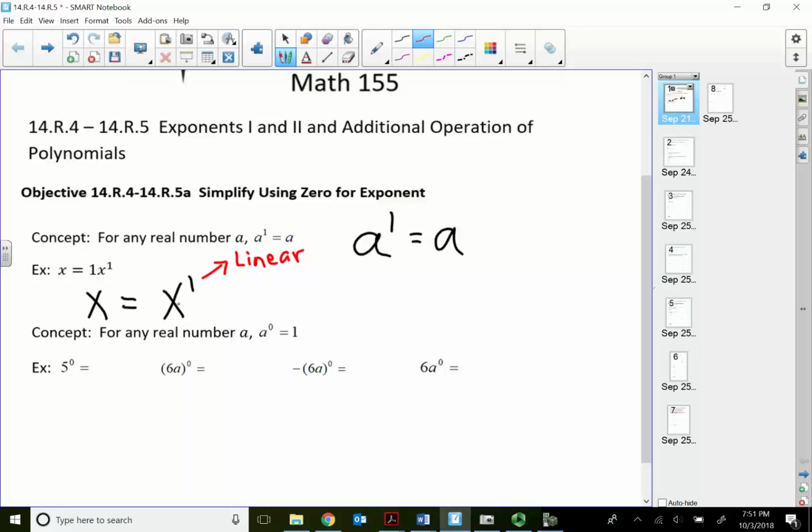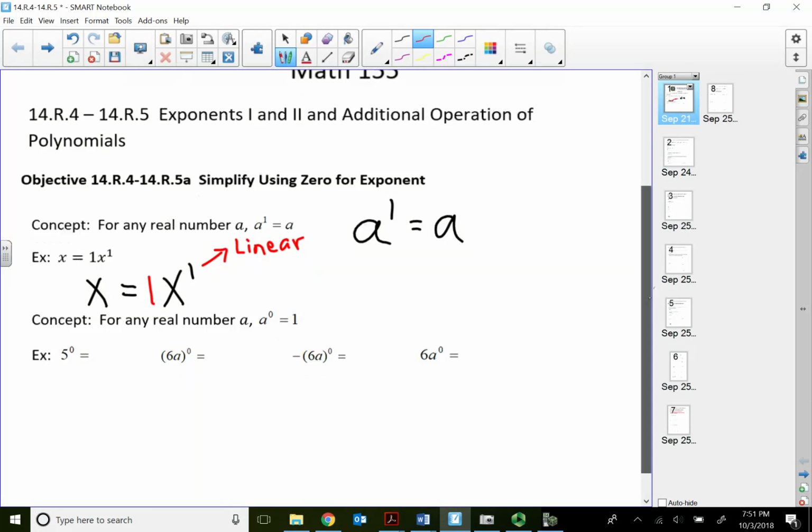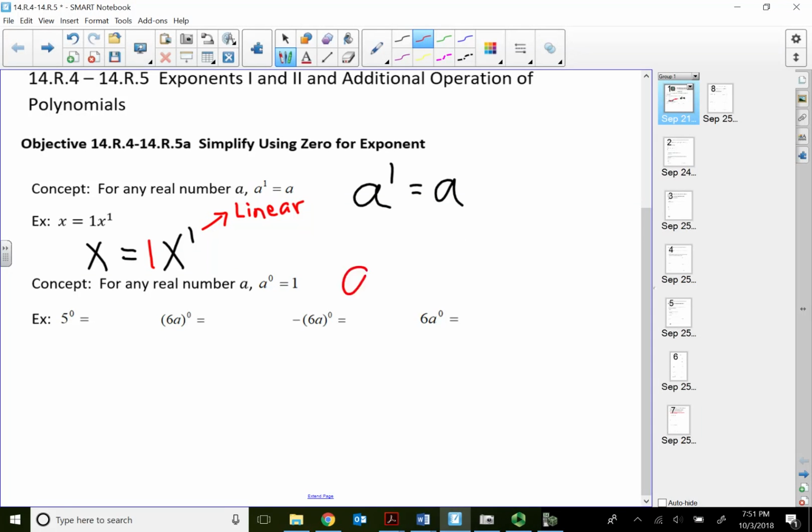So this is actually 1x to the first power. When there's no numerical number in front of my x, that's automatically assumed to be 1. That's actually 1x. All right, so anything to the first power is always itself. Very important concept. For any real number a, anything to the 0 power is always going to be 1. And why is that?